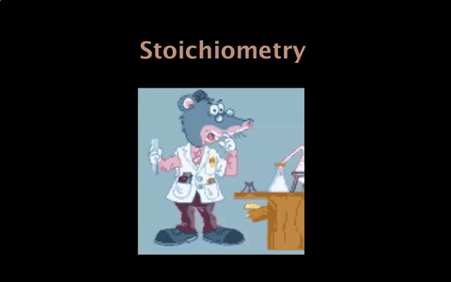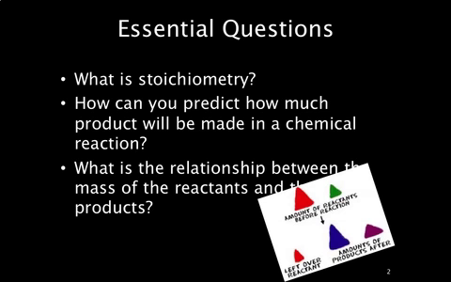The topic for this video is stoichiometry. The essential questions are: what is stoichiometry? How can you predict how much product will be made in a chemical reaction? And what is the relationship between the mass of the reactants and the products?